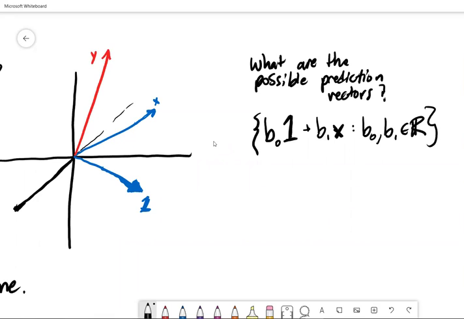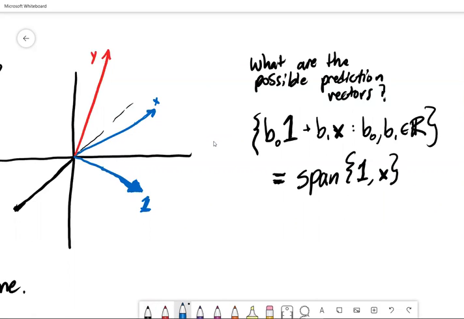There's another name for this set. What am I thinking of? The name for every possible linear combination of 1 and x. Remember your linear algebra here. Span. Span, bingo. The span of 1 and x.